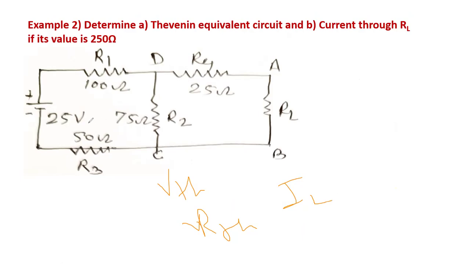Only thing is that one of the resistors is connected, so when we find out the resistance RTH, this one will be in series with R1. R1 plus R3 will be in series, and R2 will be in parallel with it, when you find out RTH. So this is the way to find out the value of load current IL. I hope you will solve this equivalent circuit.